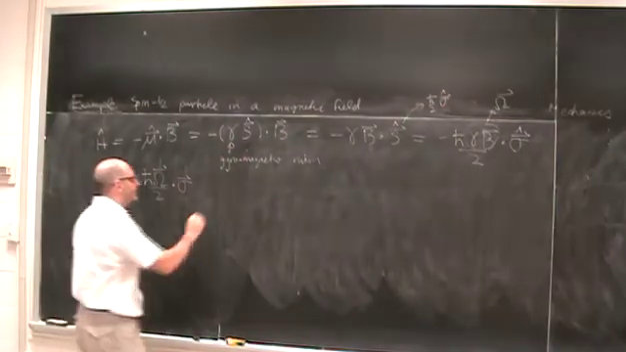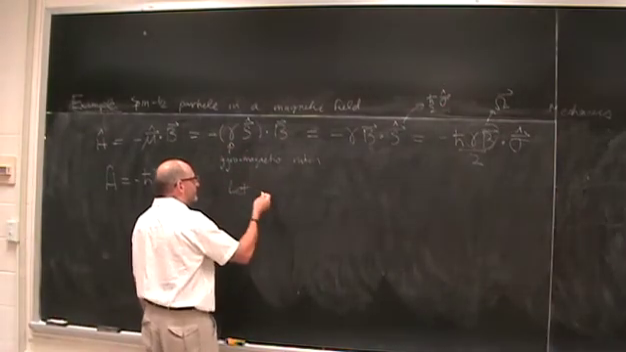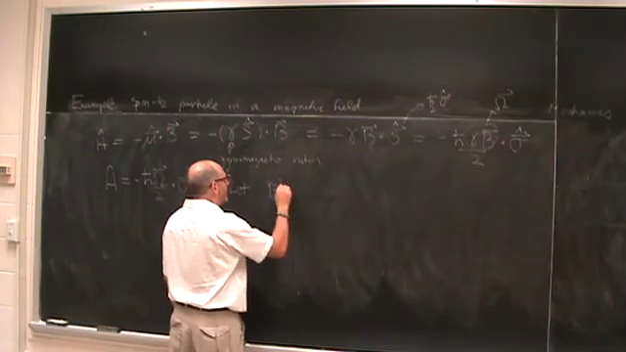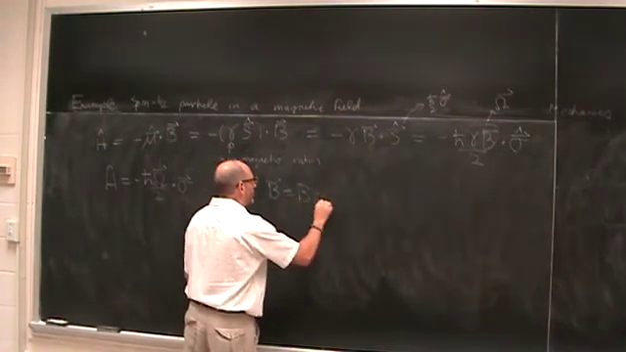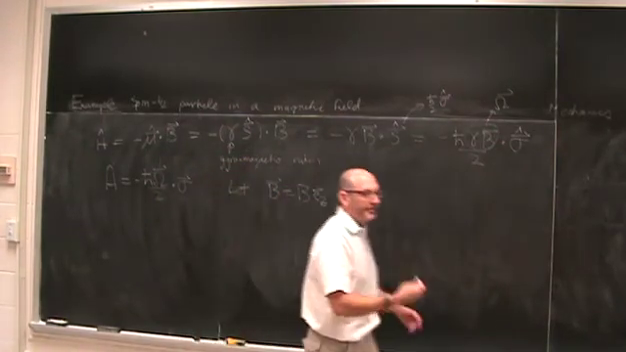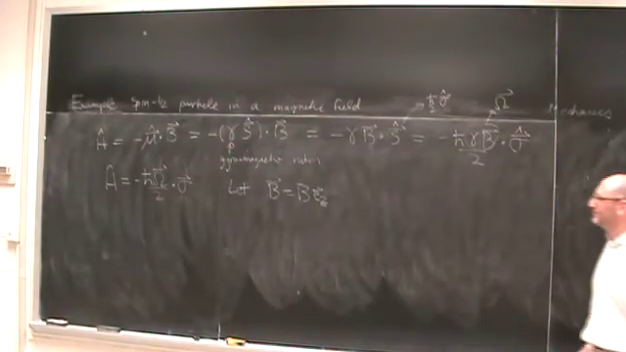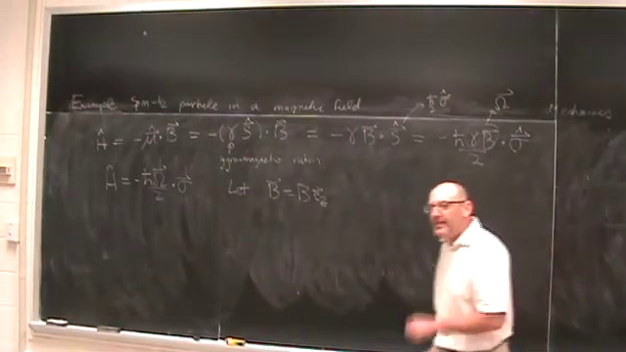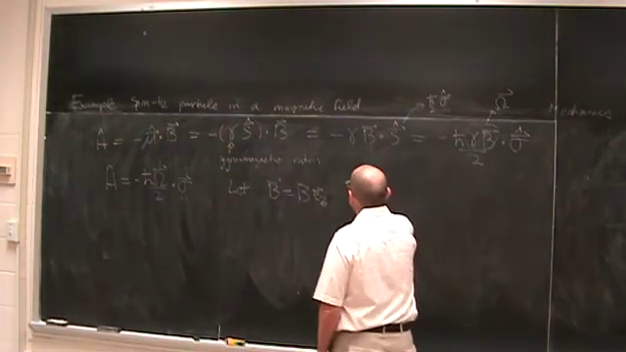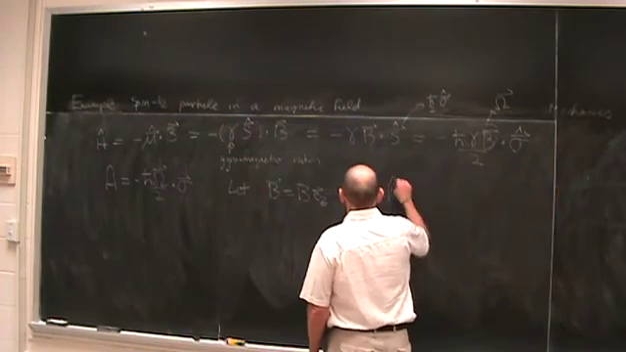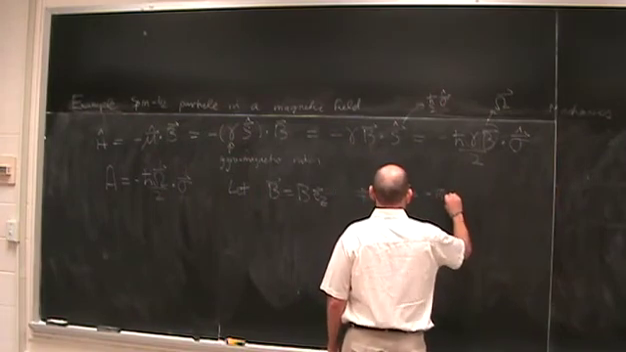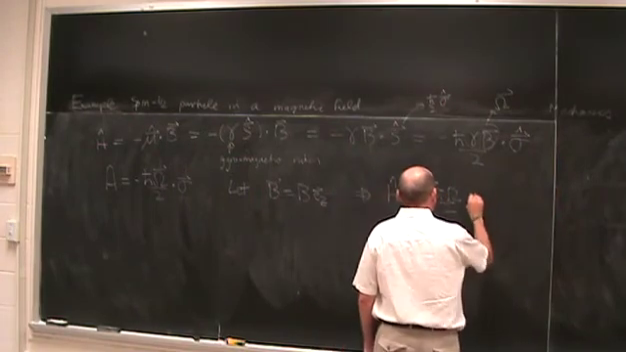Then let's take the magnetic field to be in the z direction. We'll call the direction of the magnetic field the z direction. That is tradition. Okay. And so that tells me then that the Hamiltonian is minus h bar omega over 2 sigma z.